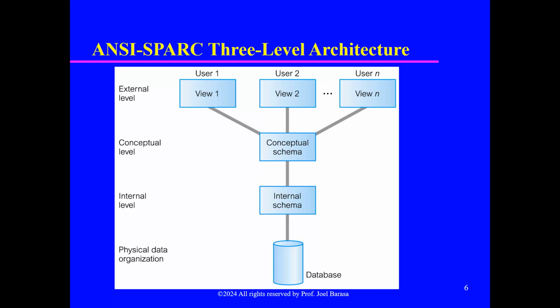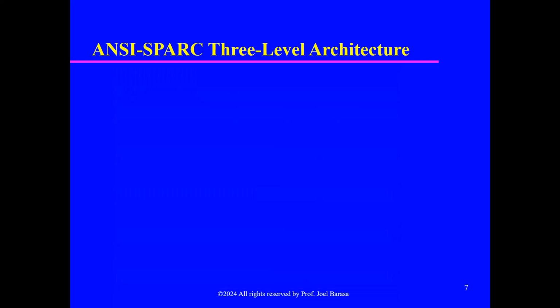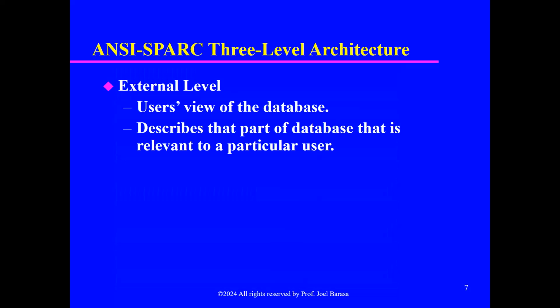So we want to look at all these levels so that you can have a good breakthrough. The external level is made up of users, and users interact with the view of the database. They describe that part of the database that is relevant to a particular user, and the view we can mostly refer to as a form being designed that you can easily interact with, that has the fields summarized and other things that you can use to interact with the database directly from your end.